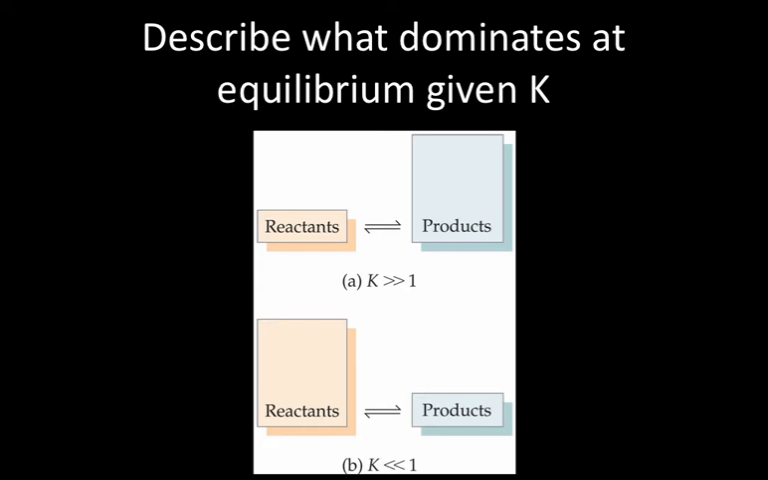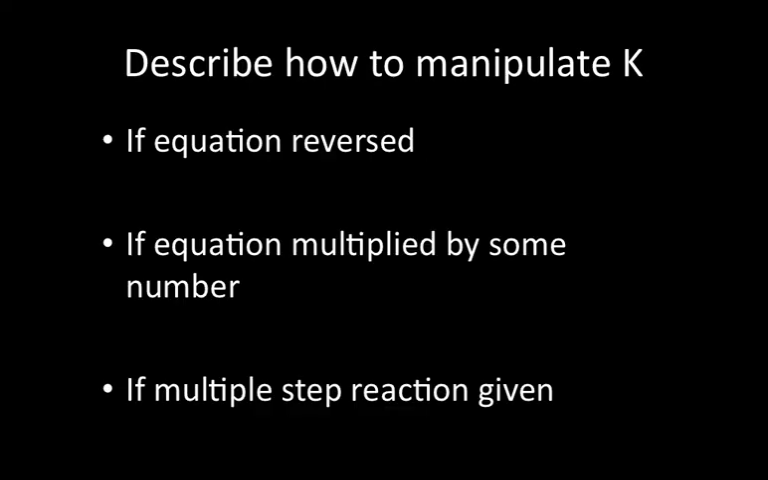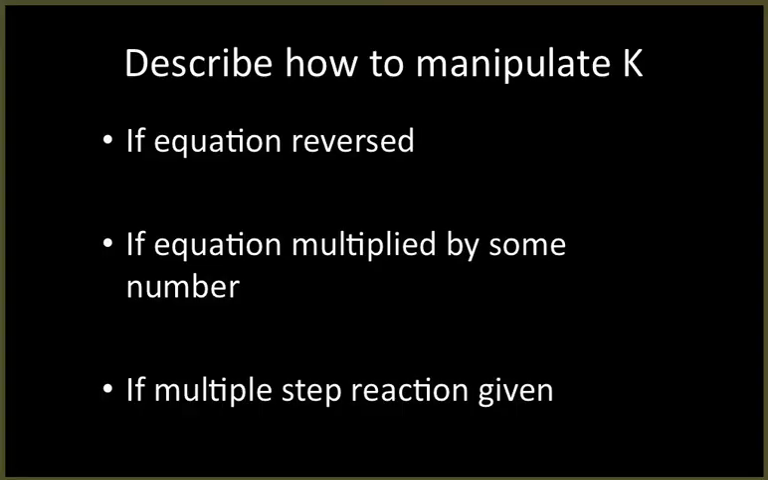If it's less than 1, it favors the reactants, which lies to the left. The next thing we talked about is how to manipulate K. So given an equation and given a value of K, how does K change when that equation is manipulated? If the equation is reversed, then we take 1 over K. If we multiply all the coefficients by some number x, then we raise K to the power of that number. So if x was 2, we would take K to the second power. And that's how you would manipulate K.